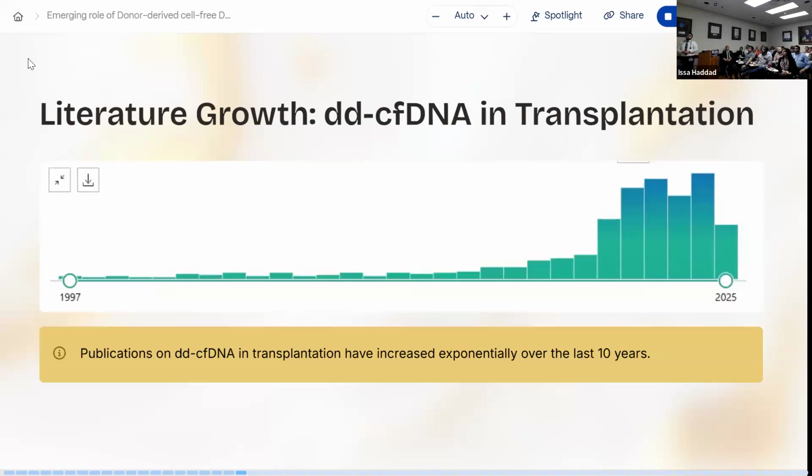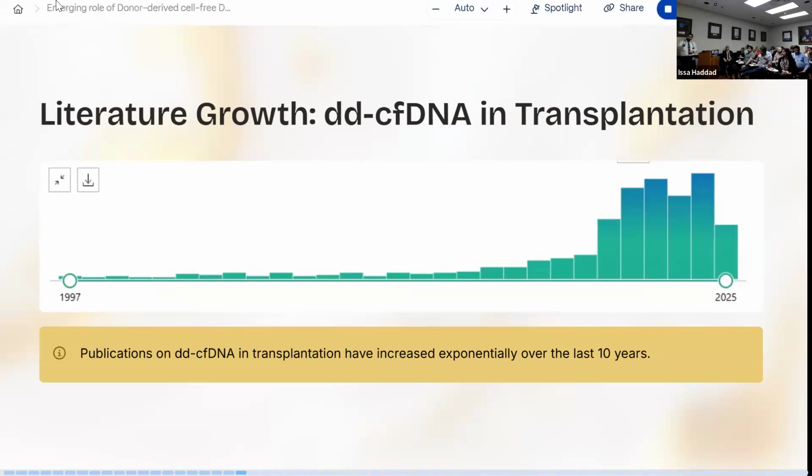I just wanted to share this from when I was trying to make the grand rounds. This is a PubMed search when I looked at the keywords donor-derived cell-free DNA and transplant. And you can see the first studies in kidney and liver transplant were in 1997. And you can see things stayed calm. And then in the last 10 years, things have really grown exponentially, with so much literature being published on it.